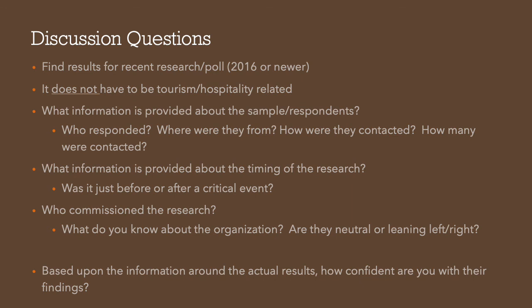What I want you to do is take a look, read through those research results, and you might not get it from the first bit of research that you take a look at, so you may have to search around a bit to find other bits of research. But I want you to find out, first off, what do they tell you about the respondents, the sample? So for example, what sorts of people responded? Where were they from? How were they contacted? How many people were contacted? Secondly, did they tell you in the research about the timing of the research? So when were those people contacted?